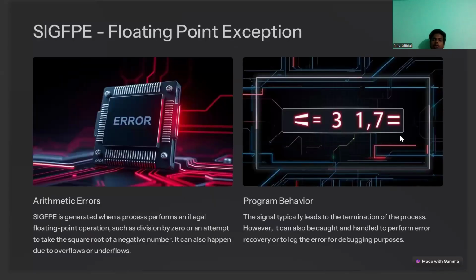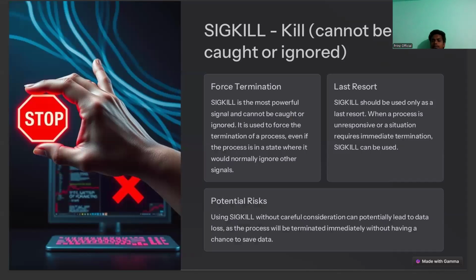SIGFPE, floating point exception, arithmetic errors. SIGFPE is generated when a process performs an illegal floating point operation, such as division by zero or an attempt to take the square root of a negative number. It can also happen due to overflow and underflow. The signal typically leads to the termination of the process. However, it can also be caught and handled to perform error recovery or to log the error for debugging purposes.